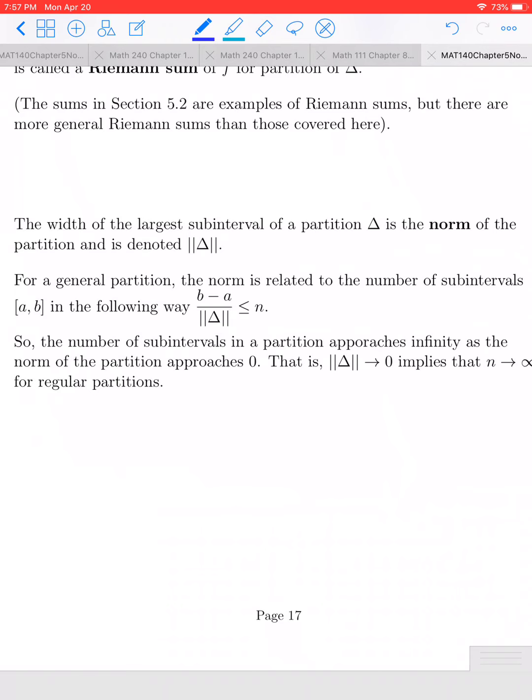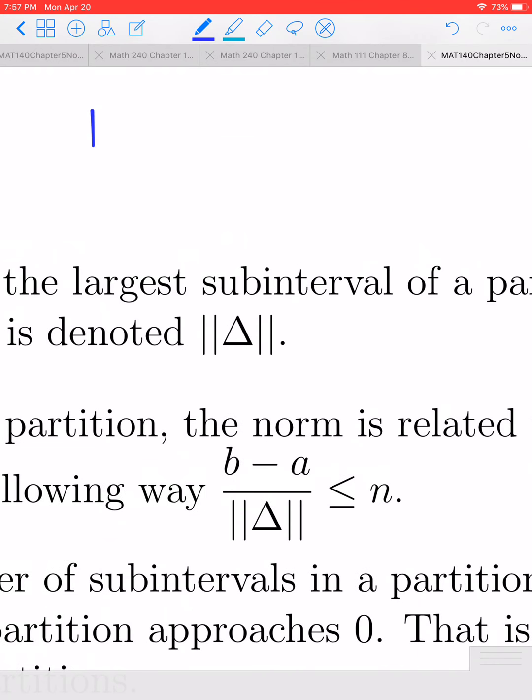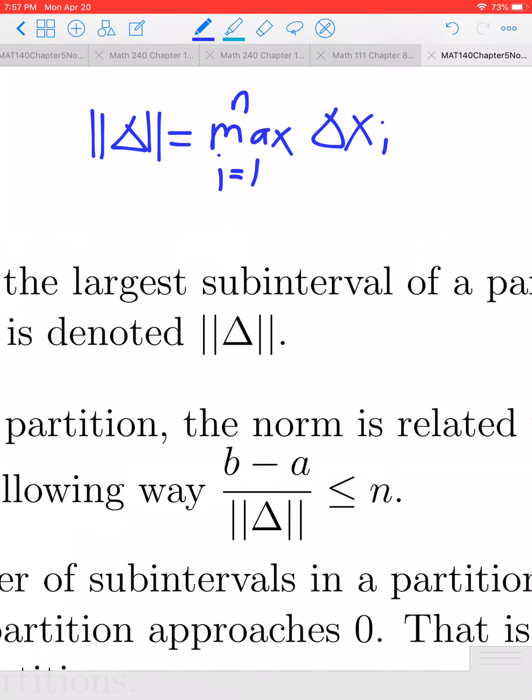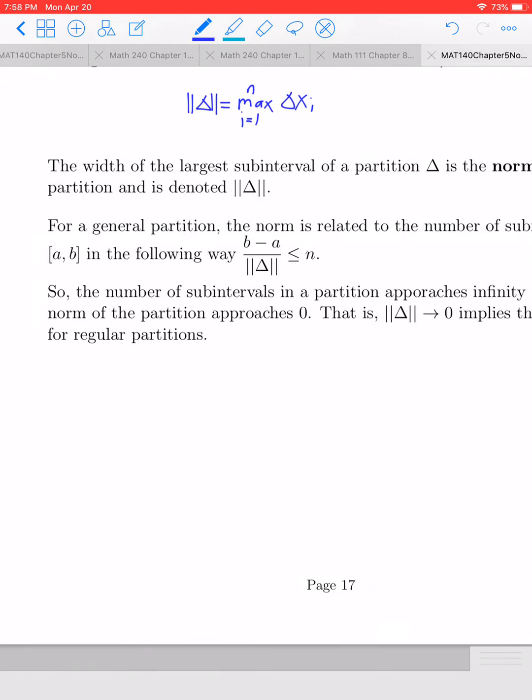We define the width of the largest subinterval of a partition as the norm, and it's denoted with the partition in between two sets of vertical bars. Again, the norm here is the maximum delta xi. So the width of the largest subinterval is referred to as the norm of the partition.